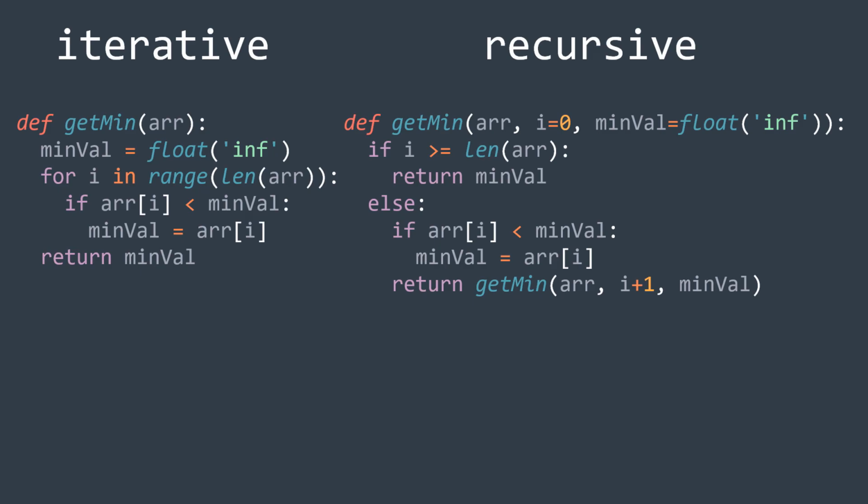Else in the recursive case, we check if the element at index i is smaller than minVal, then we return the function again with i plus 1. i plus 1 for the same reason as the last example. Note that if we have an early exit return, we add it as a base case in recursion.